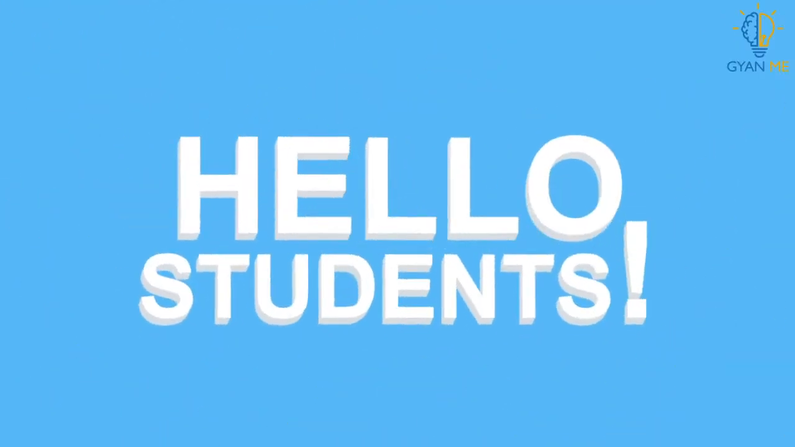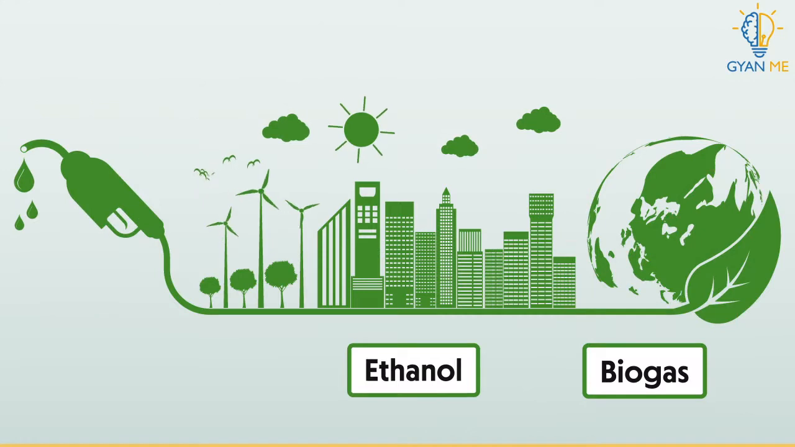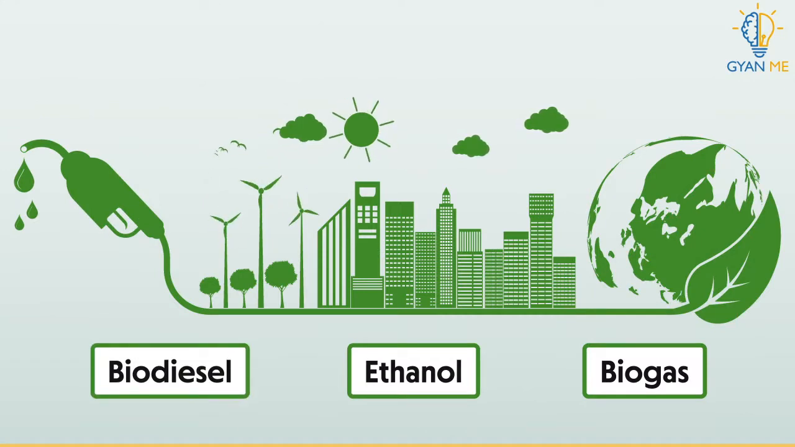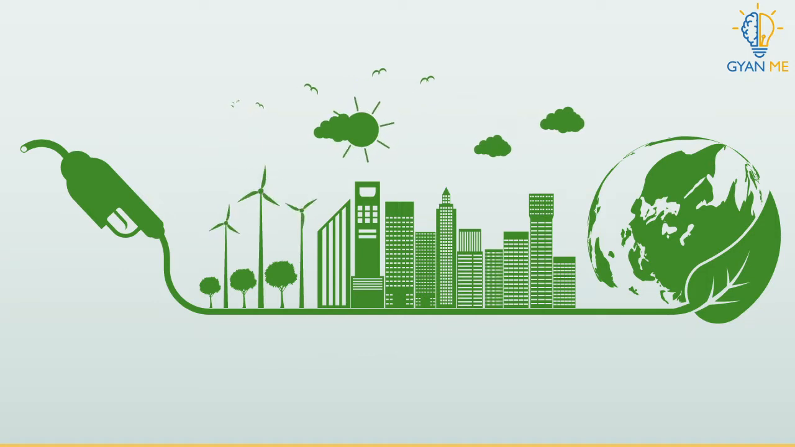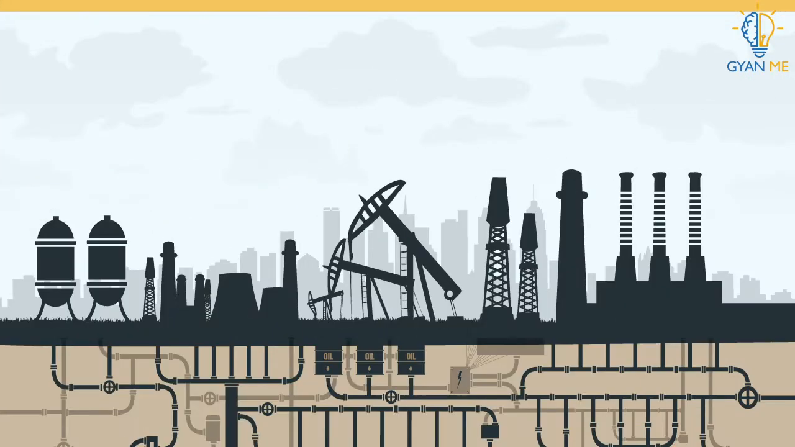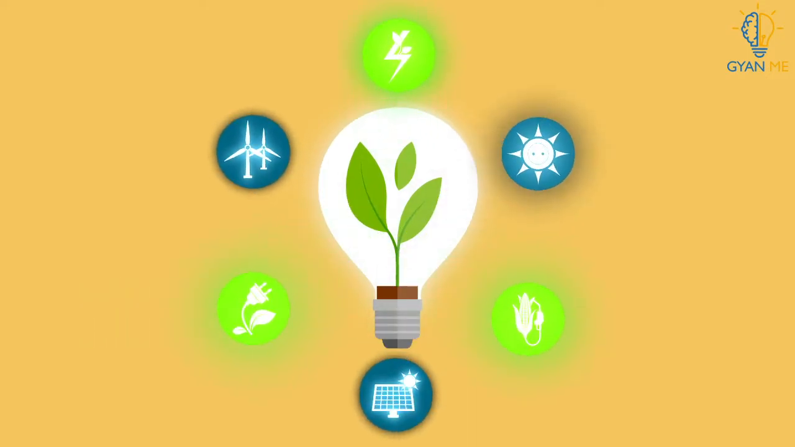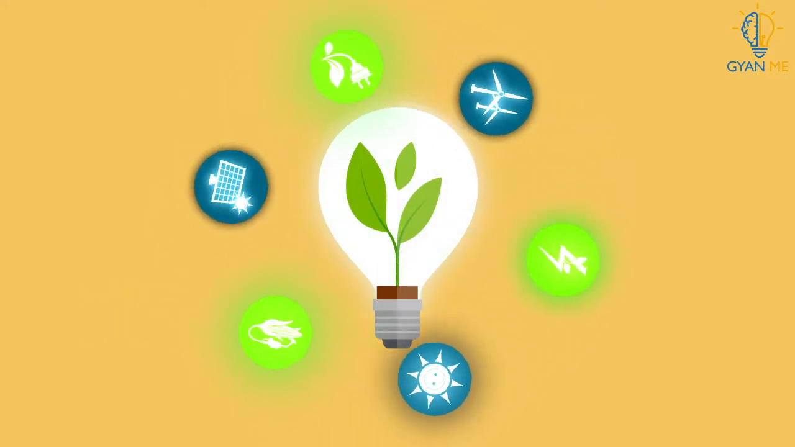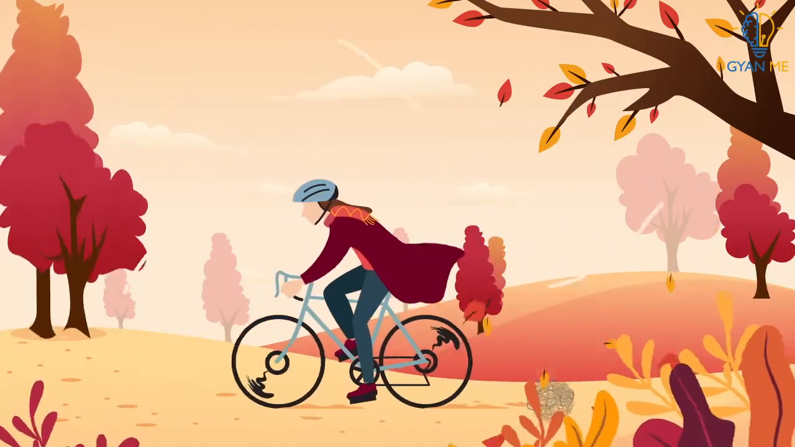Hello students, in our previous video, we learnt about biomass fuels like biogas, ethanol and biodiesel, which are renewable sources of energy. Today, let us learn about another renewable source, that is wind energy. These days, we read a lot about energy crisis. But what are the solutions available for it? There are many. One of them is the use of renewable sources more and more. Wind blowing around us is one of the examples of renewable sources.